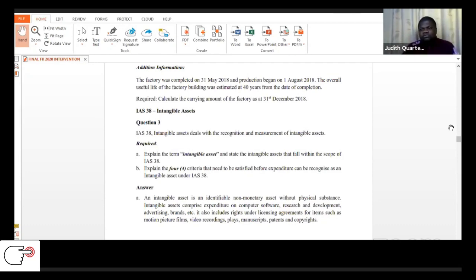You can be able to solve and get 25 marks. Once you get 25 marks, the rest, you can get 25 to add up. I've given you the secret.